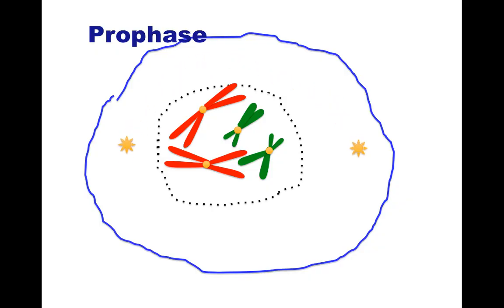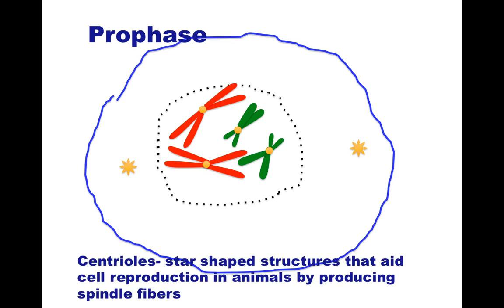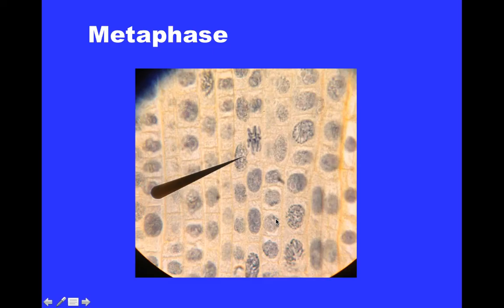So again, here's our prophase taking place. Here are our centrioles. Now they're going to produce something called spindle fibers, which we'll see in the next phase. Why do we have dotted lines right here? Because our nucleus is starting to disappear. In our next stage, the 3rd phase of this process, now we see that happening right here.